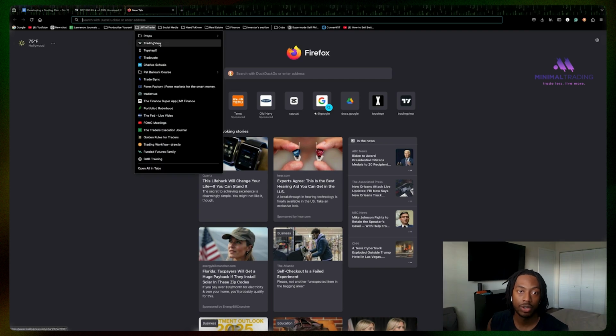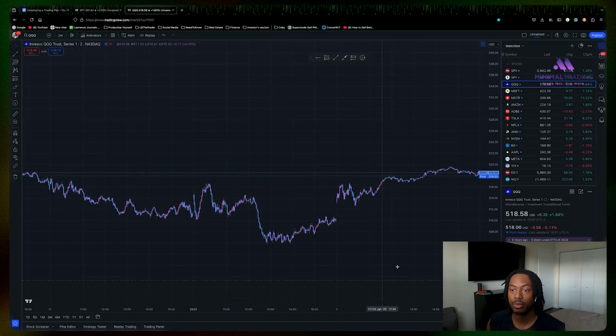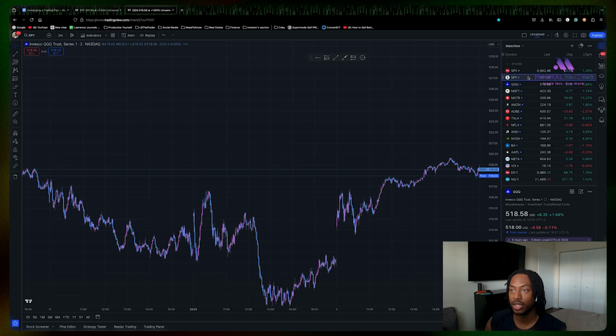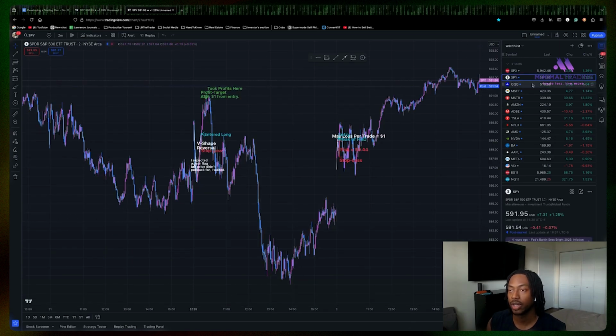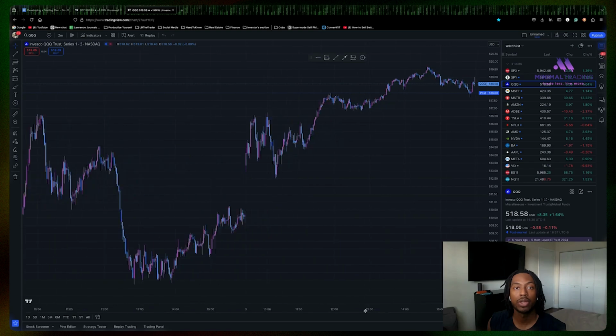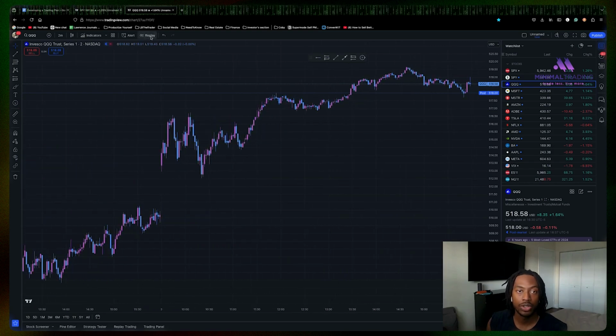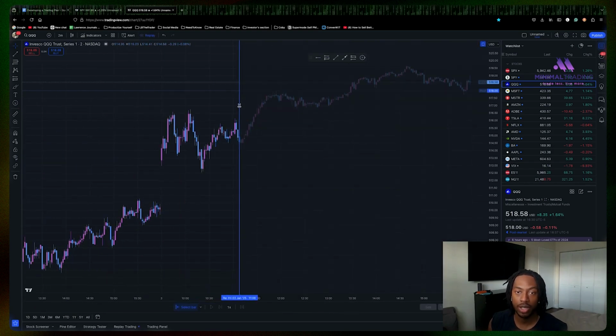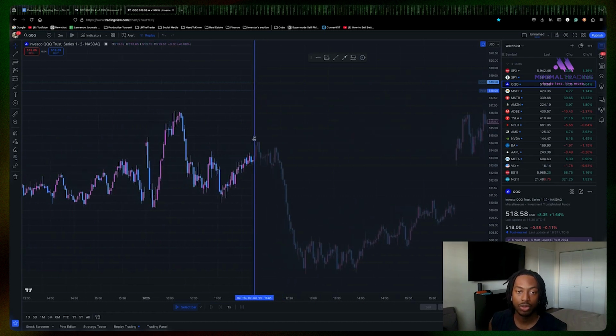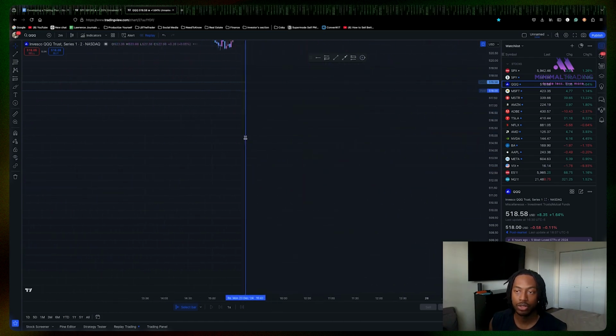So if we go over here to TradingView, so here we are in TradingView, right? And then say we go to SPY, for example. Sorry, I got all my markings right here. Let's go to Qs. So say if we go to Qs, for example, up here, you'll see replay. You click replay and then you'll see these little scissors. You'll scroll all the way back as far as you can go.